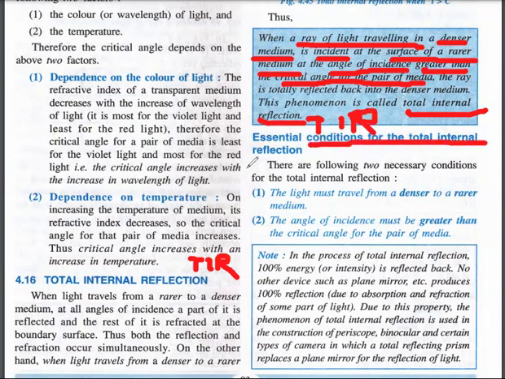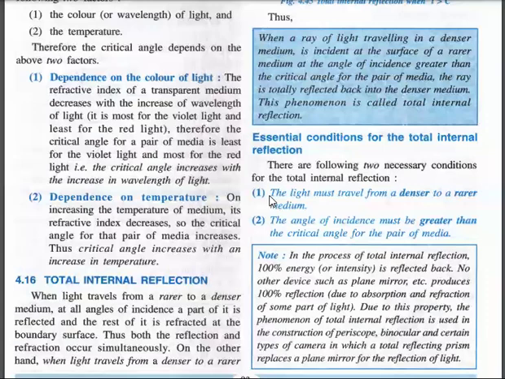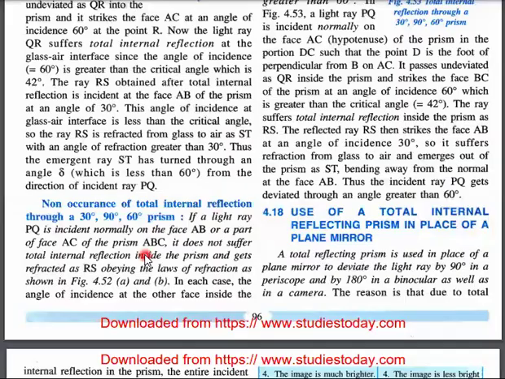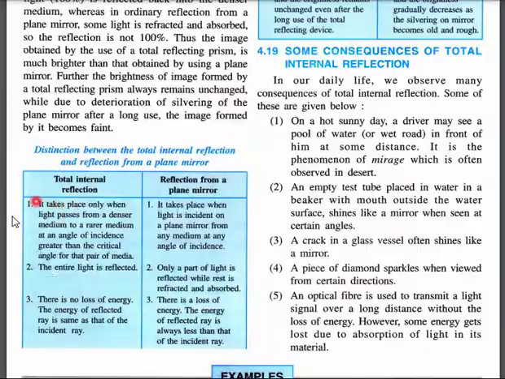So essential conditions for total internal reflection: the light ray must travel from a denser medium to a rarer medium, and the angle of incidence must be greater than the critical angle of the pair of media. Now, these are the essential conditions for total internal reflection, or TIR. Now we're going to go down. This is the difference between TIR and reflection from the plane mirror.